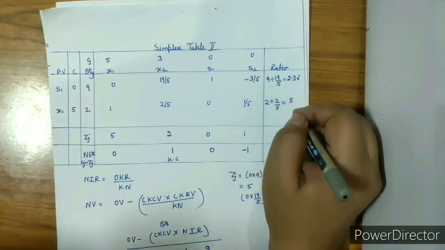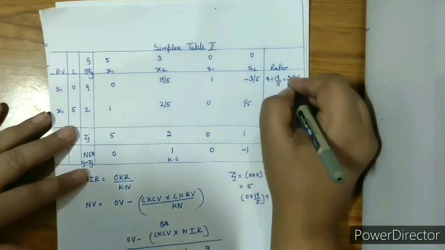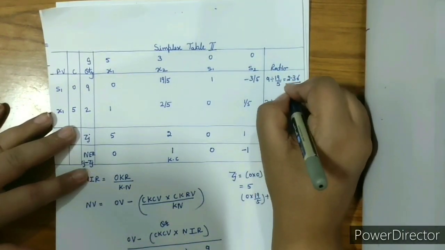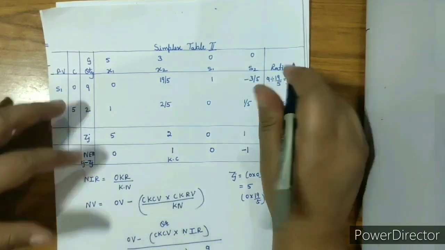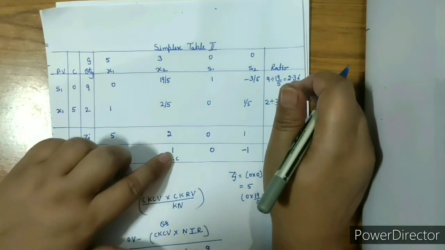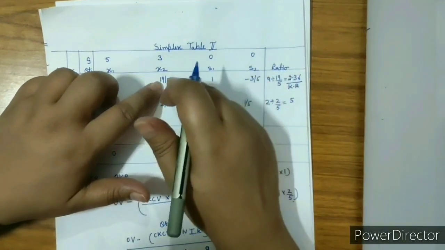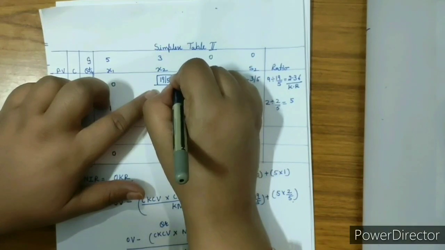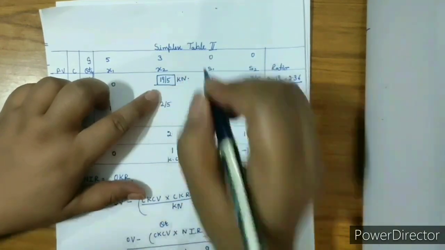Now select the least positive variable for key row. This is our least positive variable. This is our key row. Now find out the intersect variable of key column and key row. Move in key column and key row. 19 by 5, that is our key number.